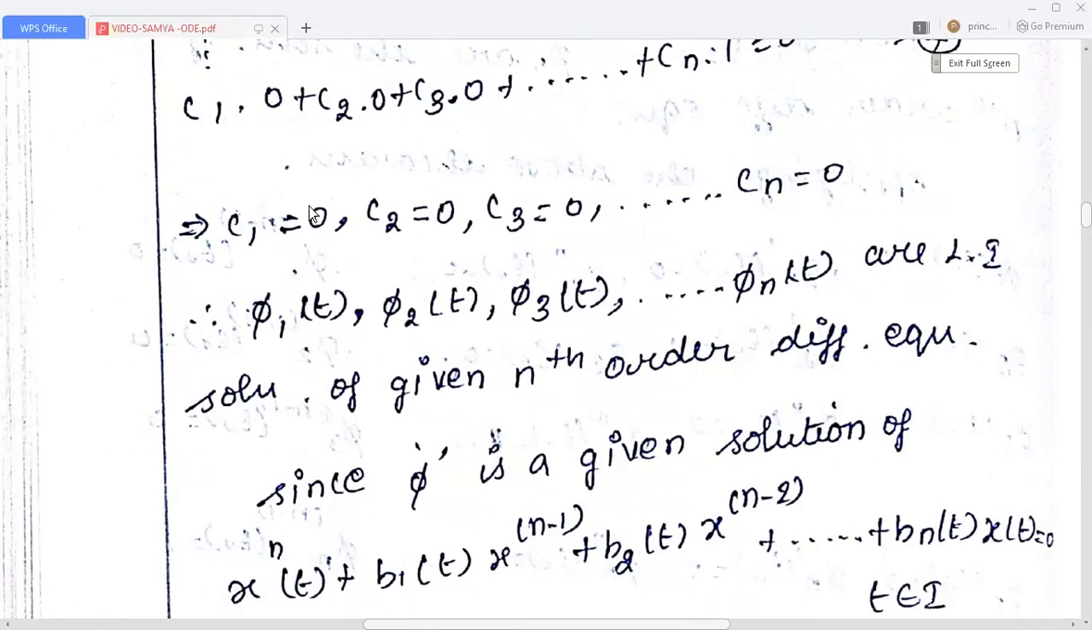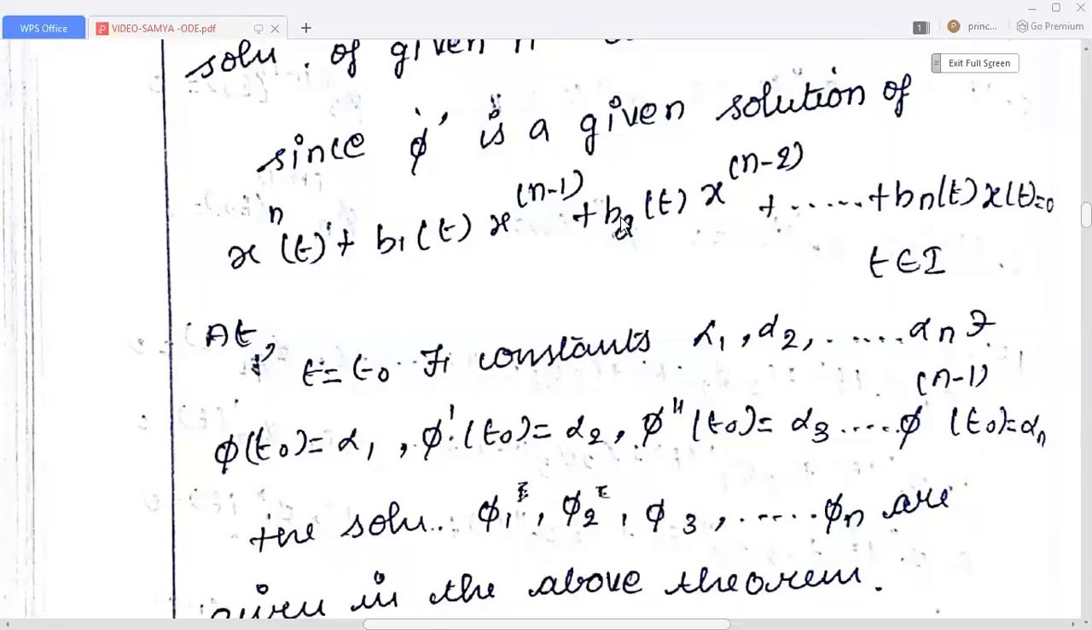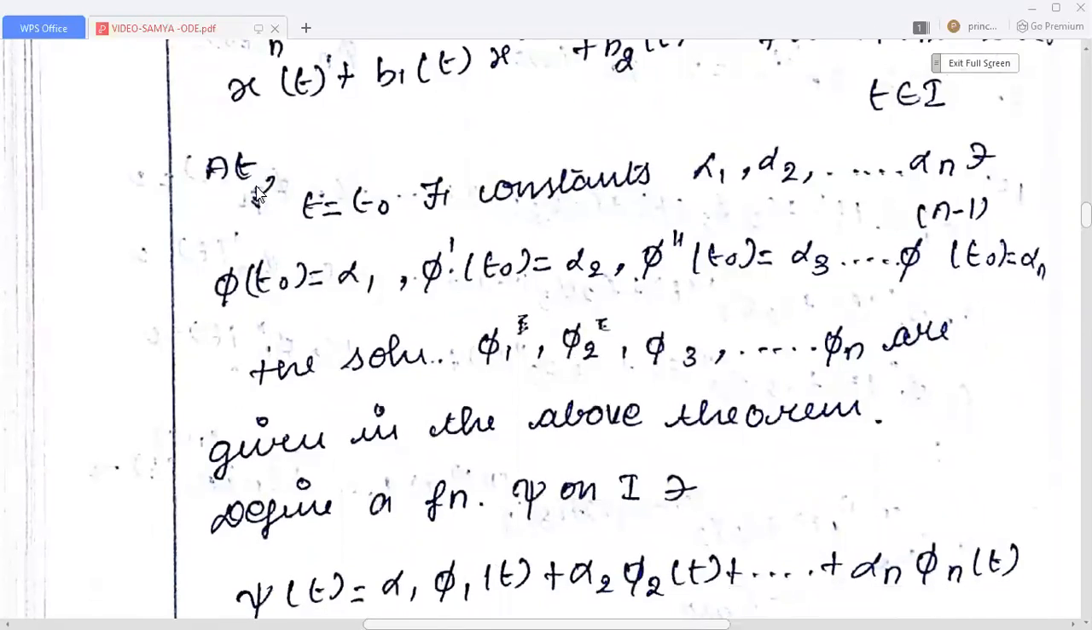Therefore, all the functions pi 1, pi 2, pi 3, etc., pi n are linearly independent solutions of the given nth order differential equation. Since pi is a given solution of this nth order differential equation, at t equal to t naught there exist constants alpha 1, alpha 2, etc., alpha n such that pi of t naught equals alpha 1, pi dash of t naught equals alpha 2, pi double dash of t naught equals alpha 3, etc.